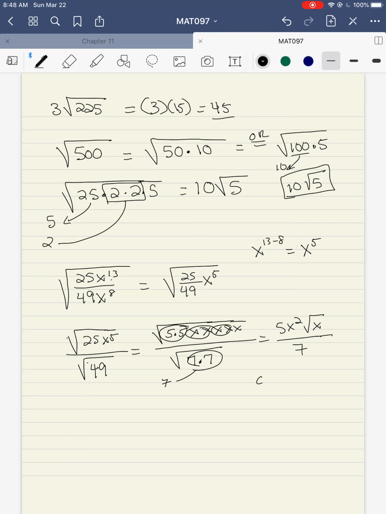This is one way you could write it, or you could also write it this way: 5x squared divided by 7 times the square root of x. Either way is fine for writing it.